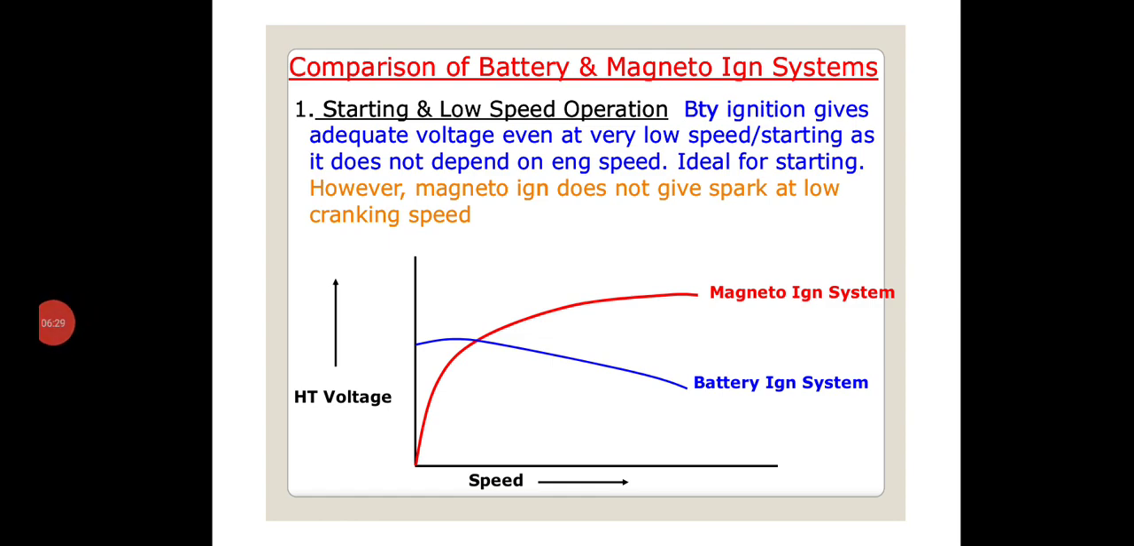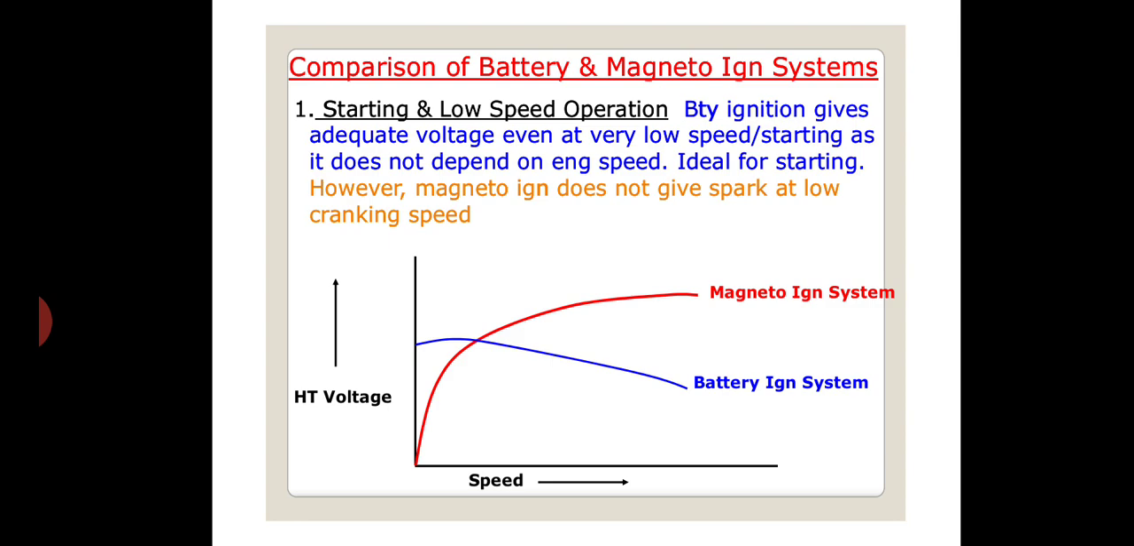Now we are going to discuss the comparison between the battery and magneto ignition system. Now starting and low speed operation. Battery ignition system gives adequate voltage even at very low speed. Now in this graph you can see we are plotting the speed on x-axis and on y-axis HT voltage, that is the high tension voltage. However, magneto ignition does not give spark at low cranking.